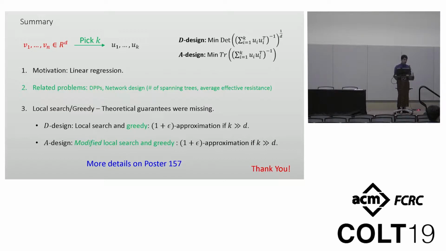Now, even though I motivated it from linear regression, there are other related problems. For example, determinantal point processes, or the network design problem where we want to maximize the number of spanning trees by selecting only k edges, or we want to minimize the average effective resistance of the graph. Theoretical guarantees were missing, even though we knew empirically that local search and greedy worked. And in this paper, we close this gap and show that we can get roughly the same kind of guarantees as we know from other algorithms.